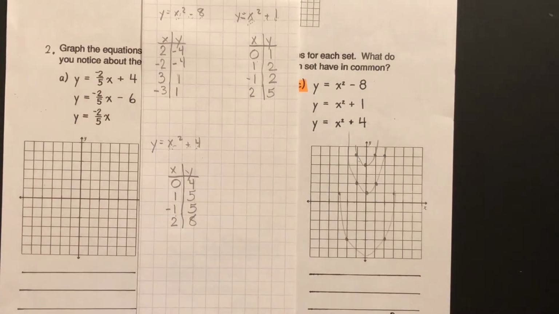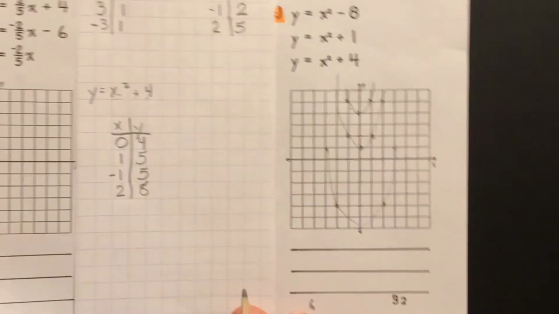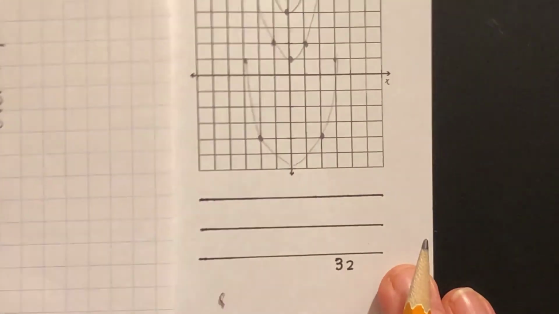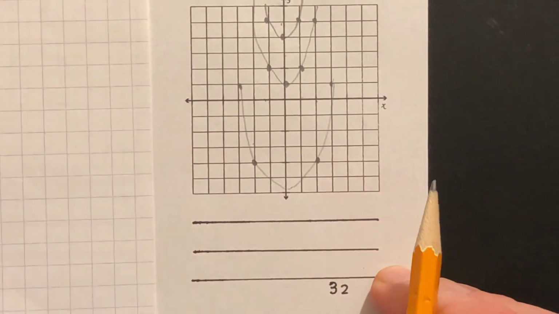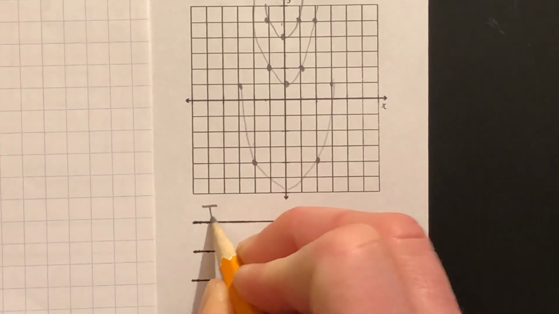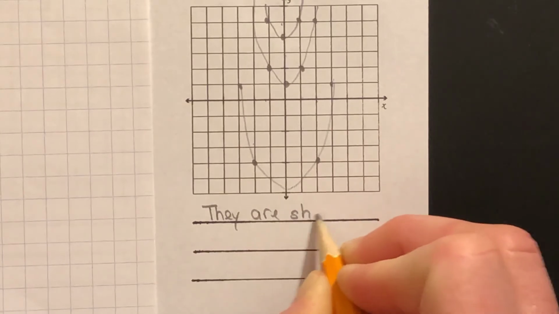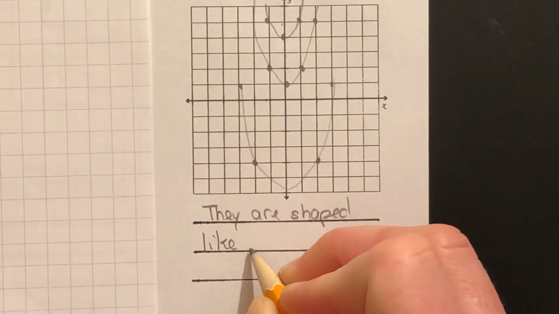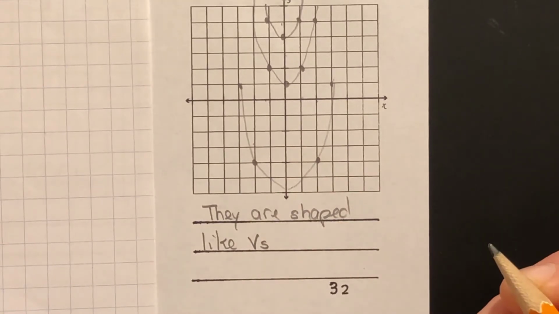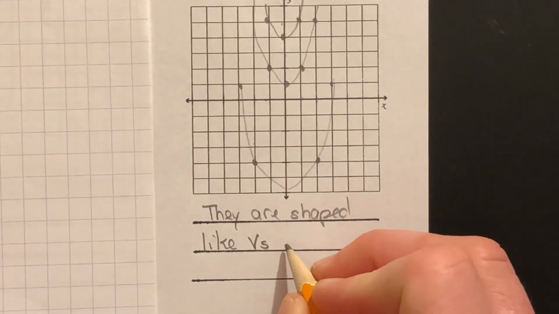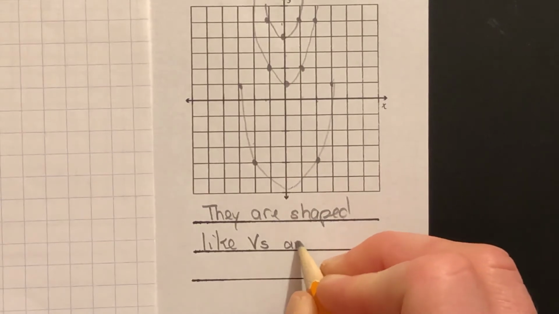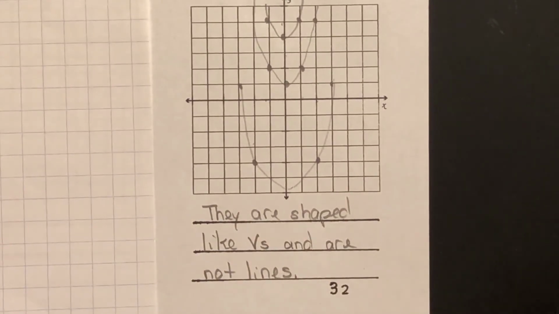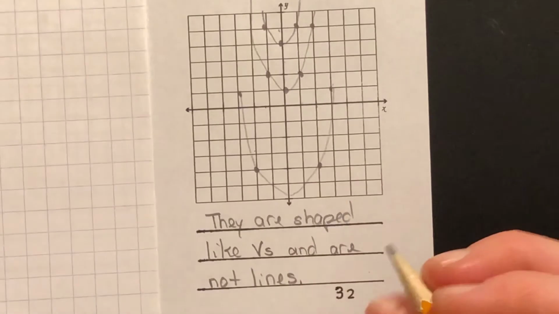Now I need to write, what do they have in common? All right, I will say they are shaped like V's. They're shaped like V's. And are not lines. There we go. They're shaped like V's. They're not lines. That's this one.